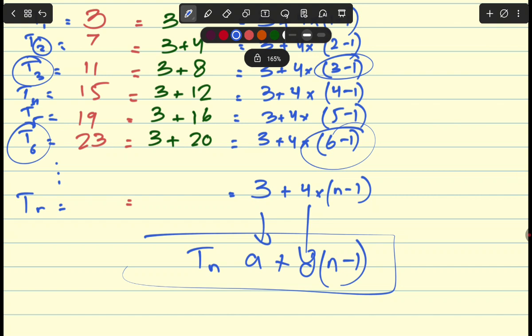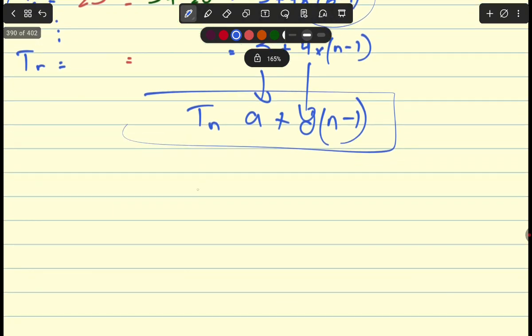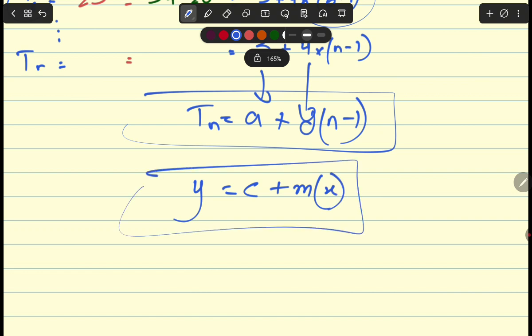This formula is simply the straight line equation in disguise. You can see, this is the output, this is the constant, this is m, and this is x. So y equals mx plus c. Nothing different.